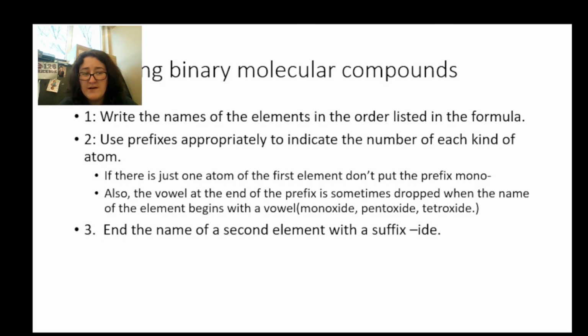Now for di and tri, even though there's 2 vowels, we're going to keep the i, so we don't have doxide, troxide, it's dioxide, trioxide. Iodine also usually keeps that i on the di and tri, even though it's a double i. So it's triiodide and diiodide. The last thing you need to do for your naming of molecular compounds is put an -ide ending on the second element, just like you did with the ionic naming.